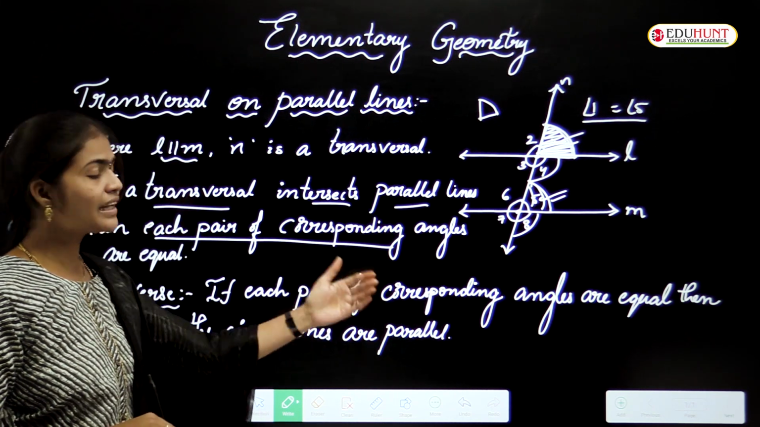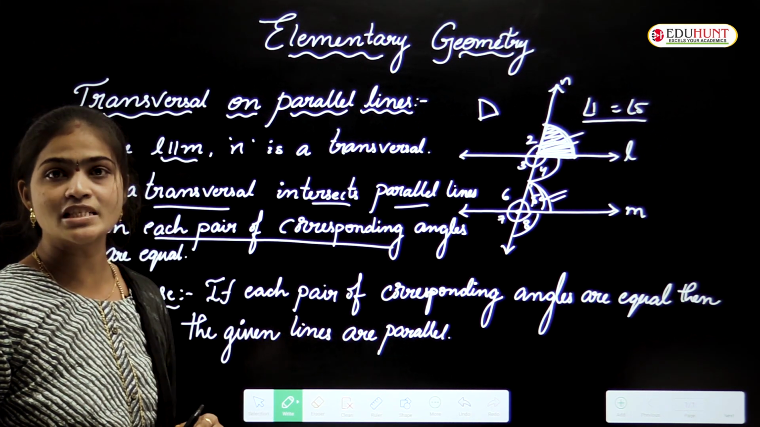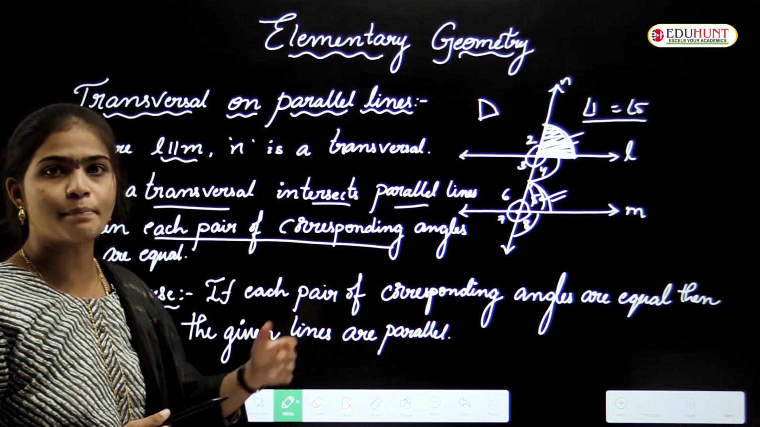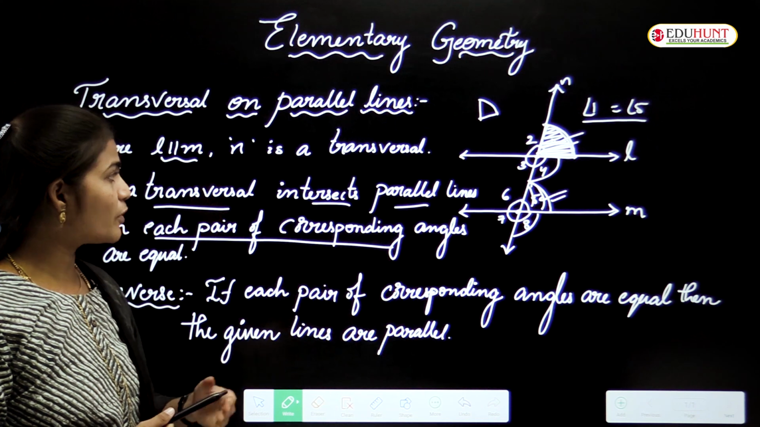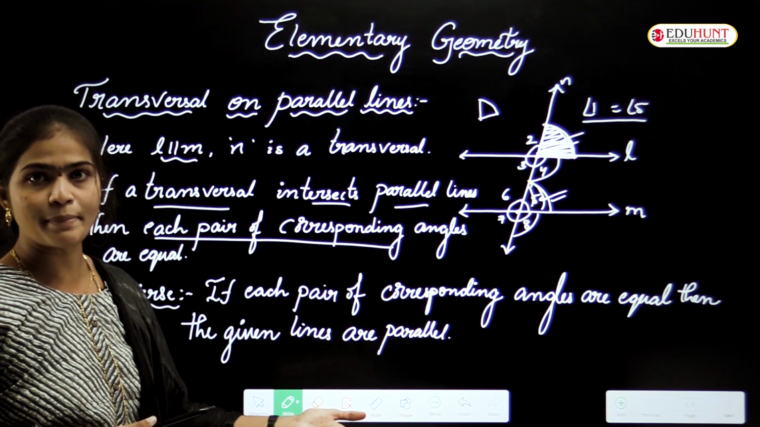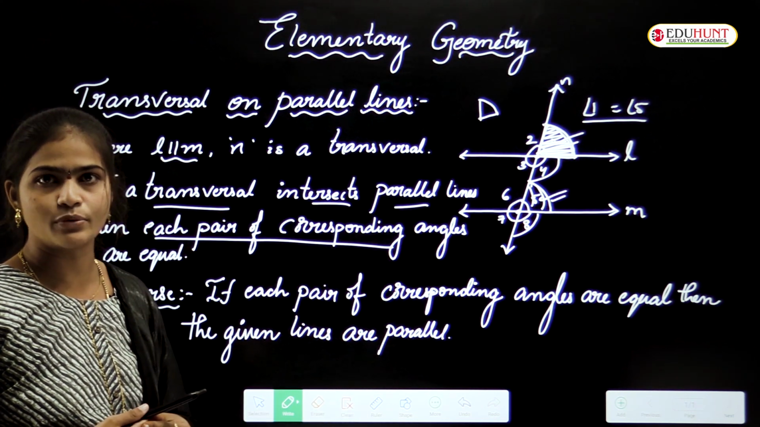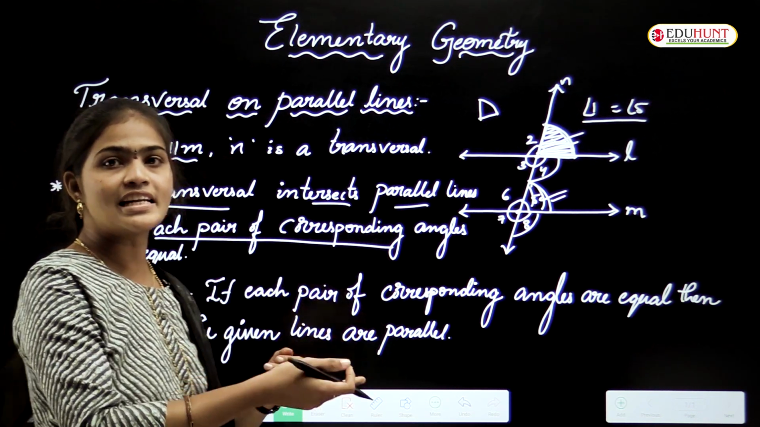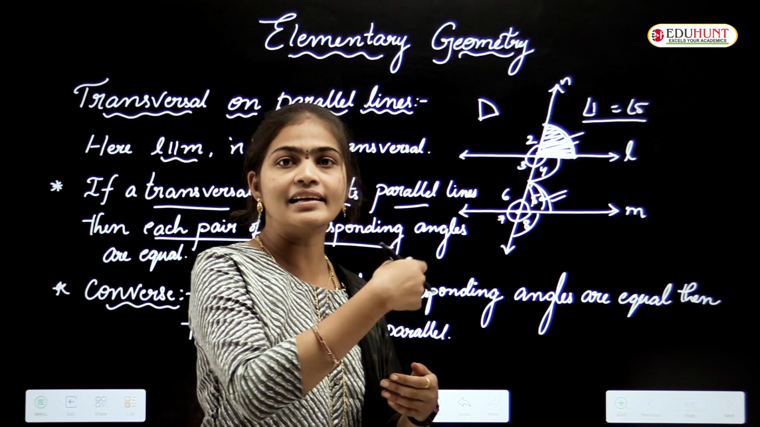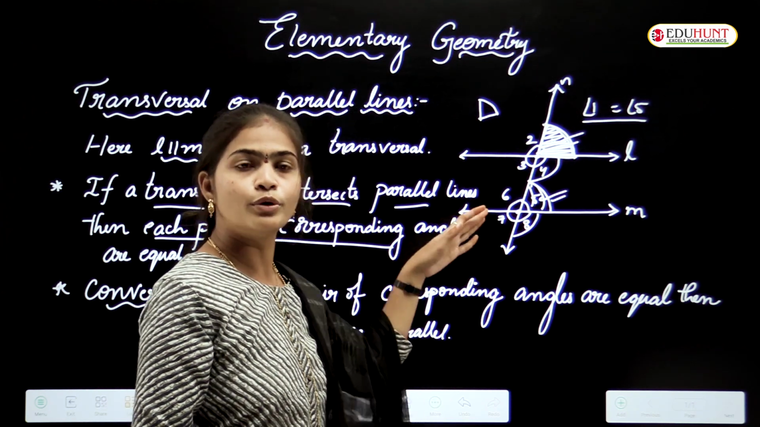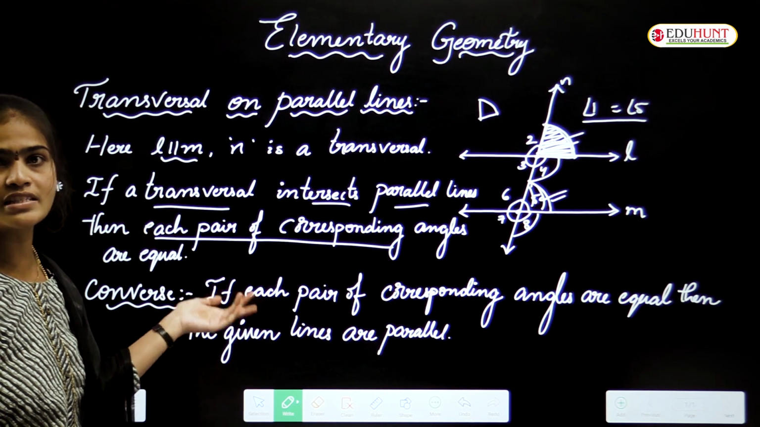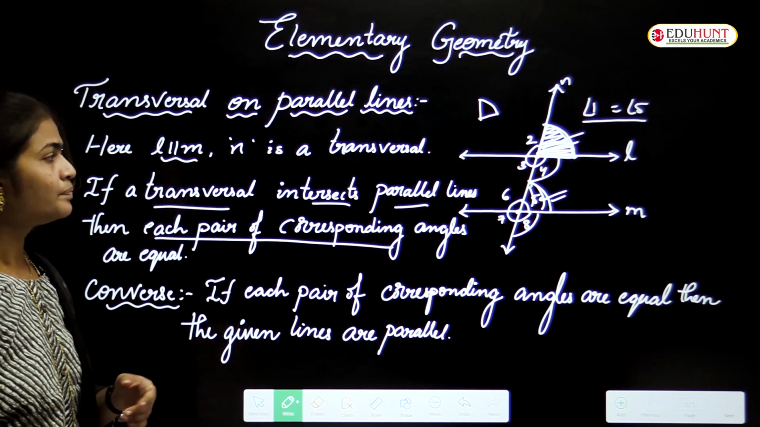If each pair of corresponding angles are equal, then we can say that the given lines are parallel. Why is this possible? If the given lines are parallel, then corresponding angles are equal. We know that condition. So in reverse order also we can take: if the corresponding angles are equal, then the given lines are parallel. So both statements are possible here. The converse is also true. Is it clear?